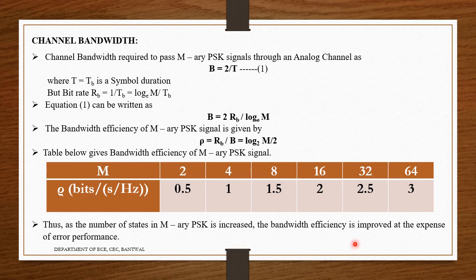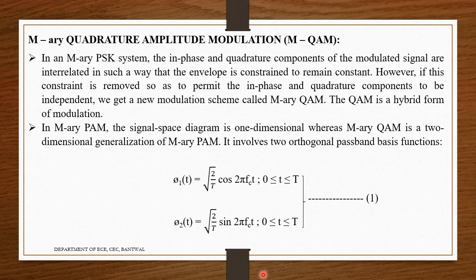So what we can observe is that if the number of states M of the M-ary PSK is increased, the bandwidth efficiency is also improved at the expense of the error performance. So we have to calculate some of the factors on the error performance side. Okay, so if M increases, the bandwidth efficiency also increases.